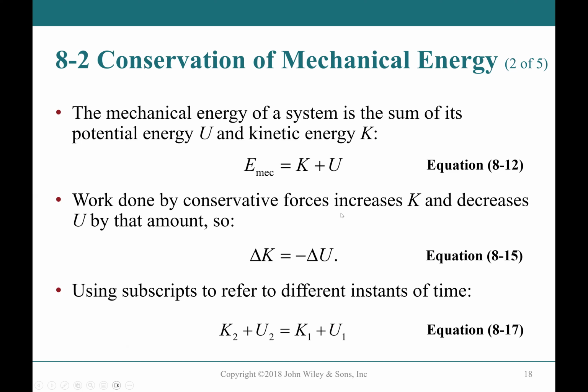So work done by the conservative force increases K and decreases U by that amount. So delta K equals negative delta U. And then for an isolated system, we only have conservative force. Then we are going to have K2 plus U2 equal to K1 plus U1. Okay, so this is the conservation of energy. Final K and U together will be equal to initial K and U together, okay?